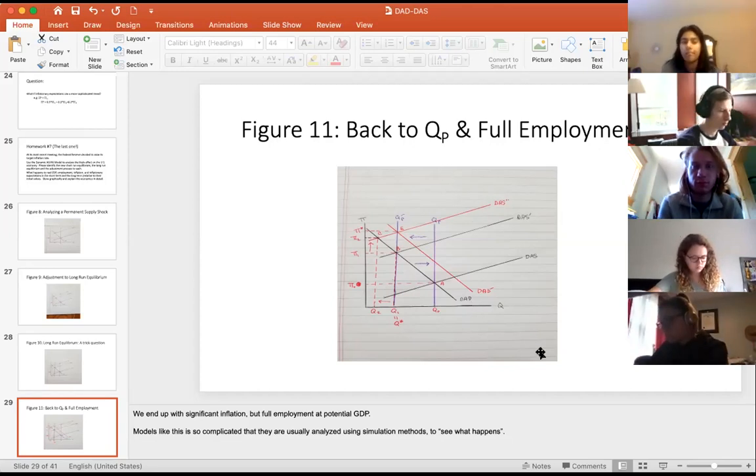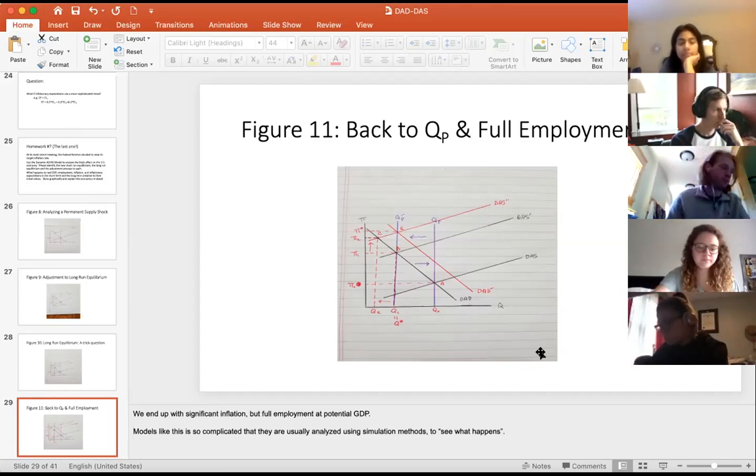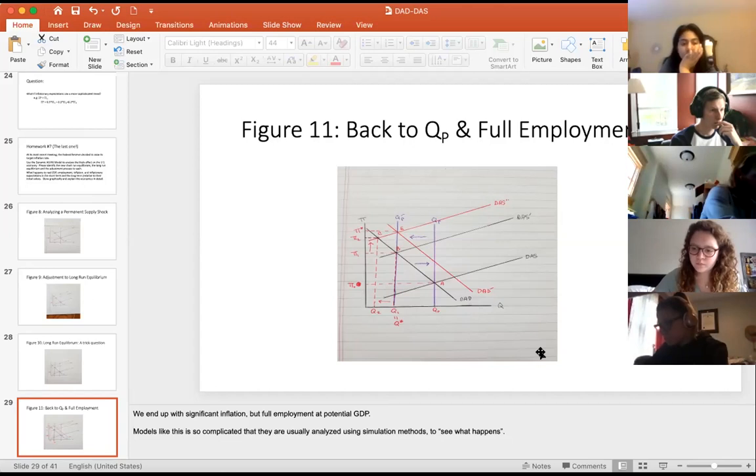The problem here is that a negative supply shock is really bad. There's no silver lining to a negative supply shock. It creates unemployment, it may reduce potential real GDP, and it raises the rate of inflation. It's just bad. Avoid it if at all possible.